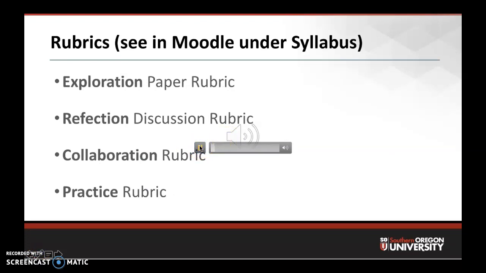For each of our 4 areas that we will be working with, exploration papers, reflection discussions, collaboration on our practice and our actual practice assignment, you will see a rubric for each of those in our Moodle under the syllabus. Again, the final is going to be refining and pulling together the work that you've done in all of your practice with the support of the collaboration opportunities. Your exploration papers are times to go deeper that will influence and help inform your practice assignments, as will our reflection discussions.